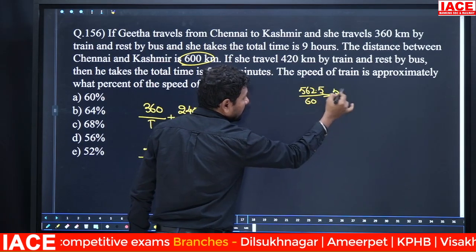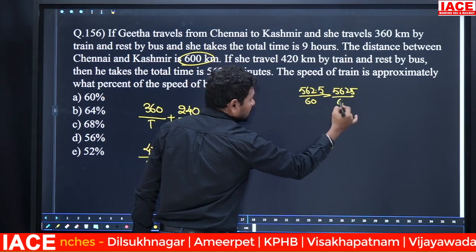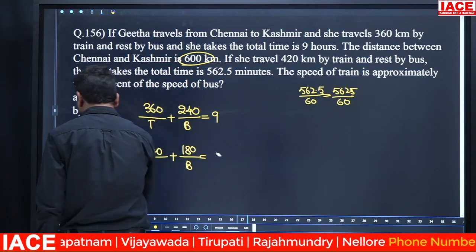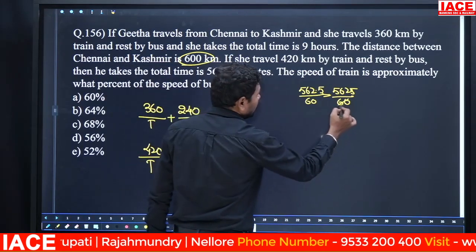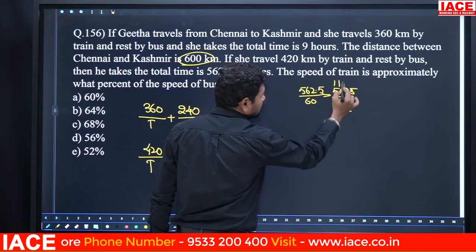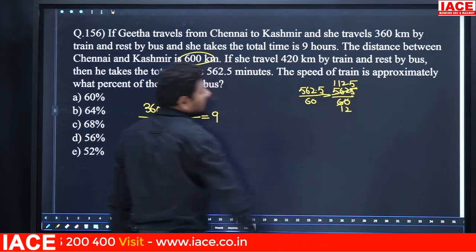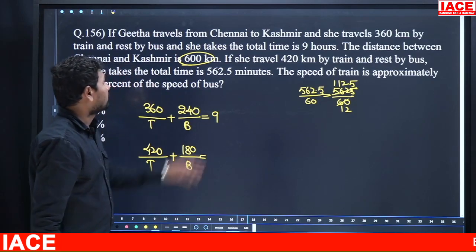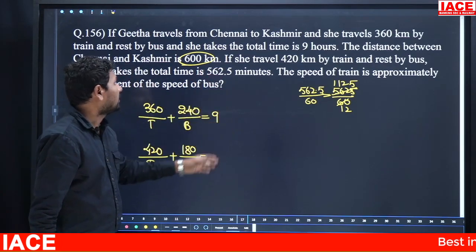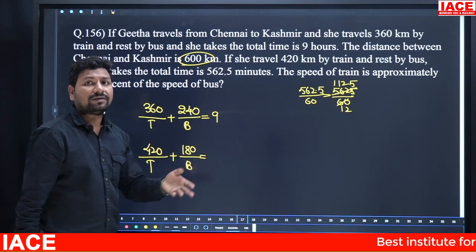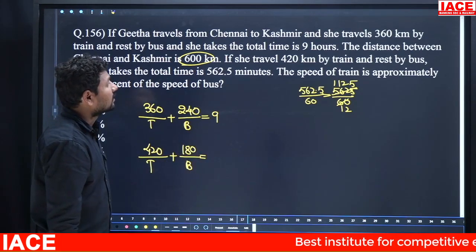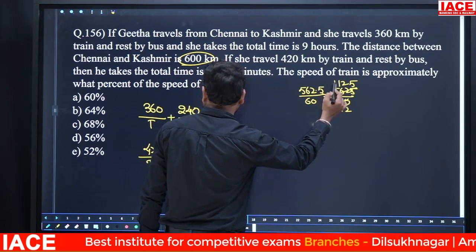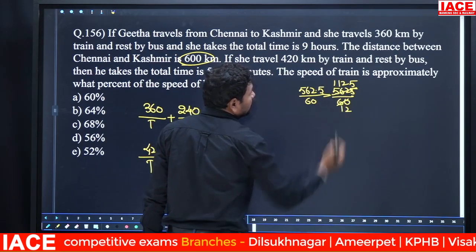This we can write 562.5 by 60, and both the terms will cancel with 5. 5 12s are 60, 5 1s are 5, 5 1s are 5, 5 2s are 10 and 5 5s are 25. It becomes what? 1125 by 12. 1125 by 12 here. This is the minutes. Minutes convert into hours. That's why we are dividing with 60. Every 1 hour is equal to 60 minutes.